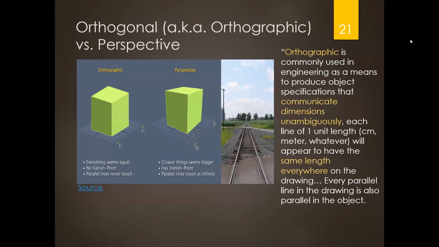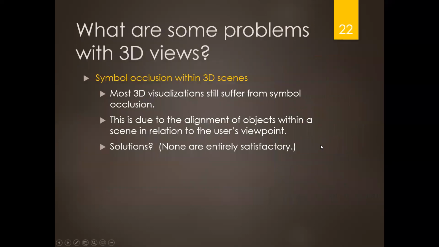And orthogonal or non-perspective projections can partially solve the misjudgment of people on distance and shape. But again, it's for most people. It may not work on some special people, right? And next, let's talk about the symbol occlusion problem.